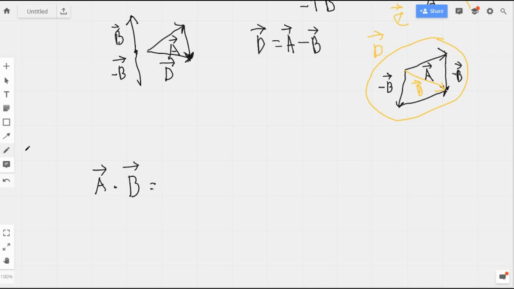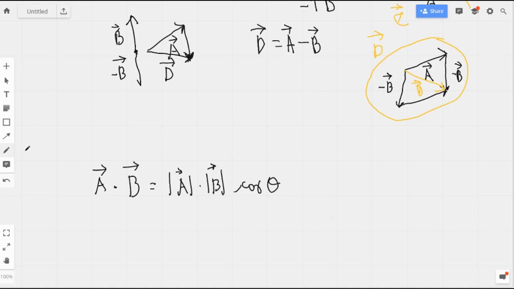And what is this dot product? That will correspond to the magnitude of A times the magnitude of B. Remember, the magnitude is simply a number, times the cosine of the angle in between, which we can call theta.